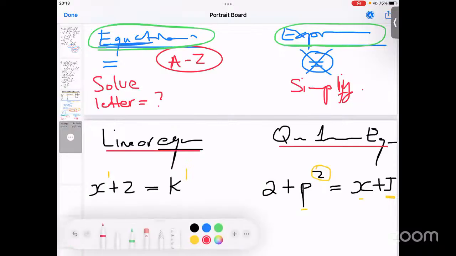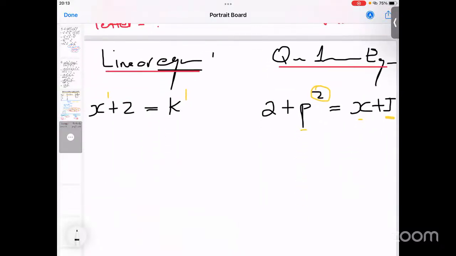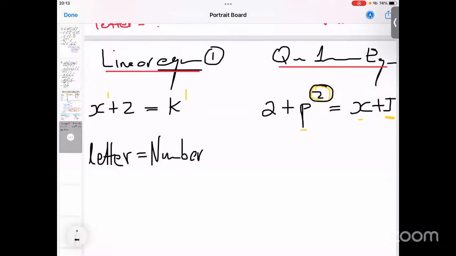So the exponent tells you how many final answers you should have. If the exponent is 1, we know it's linear. That means you will have only one possible answer, which means you will say one letter equals whatever you are having. For now, let me just say a number. But if it is a quadratic, it will therefore mean you will have two possible answers. That two means two possible answers.